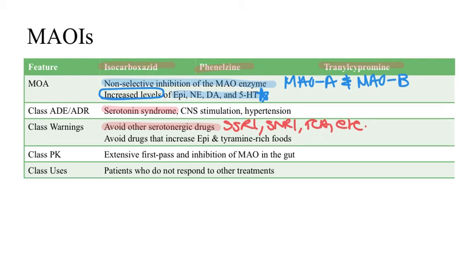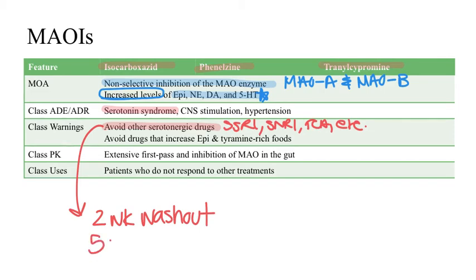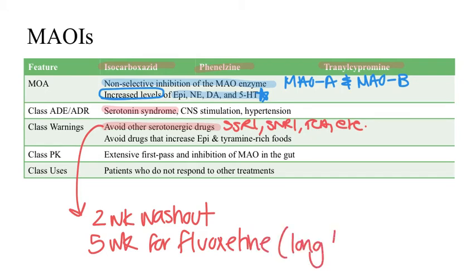Because of these drug interactions for serotonin syndrome, there is at least a 2-week washout period required for transitioning from an MAOI to an SSRI, SNRI, TCA, or bupropion, or vice versa. The only exception to this is for fluoxetine, which, because of its much longer half-life than other antidepressants, requires at least a 5-week washout period.